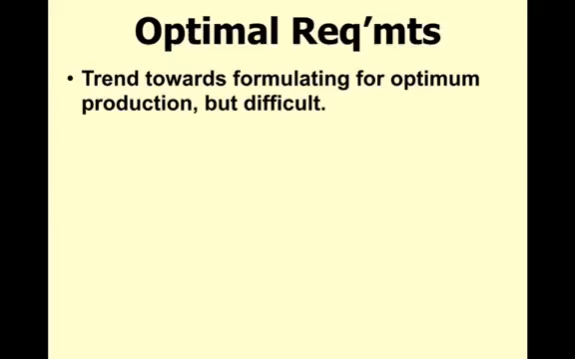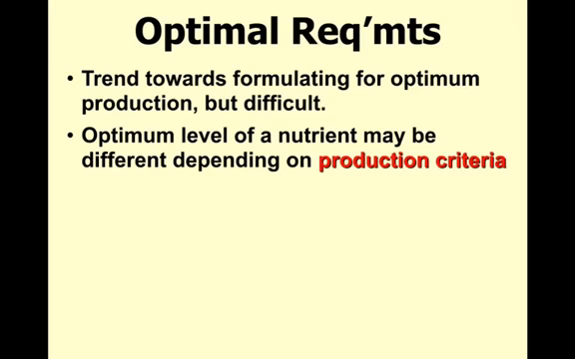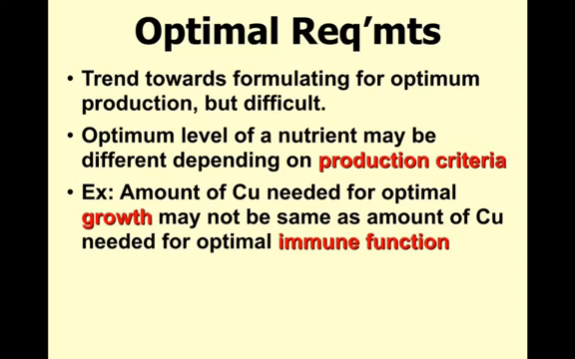The trend in nutrition is towards formulating for optimum production, which is logical and makes sense. But it is difficult because we can have animal-to-animal variation, and understanding what is optimal without going to too much, because as soon as we start crossing over into excess nutrients, we're paying for things that we don't need. So there is a fine line. And that optimum level could be different depending on the production requirement or production criteria.